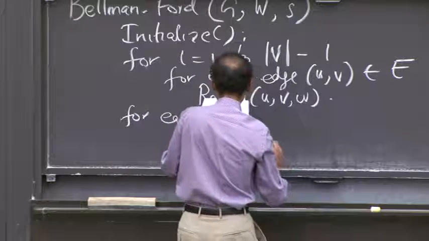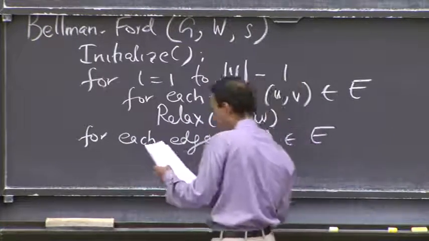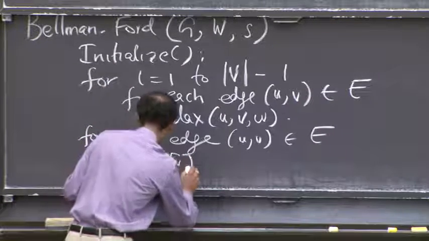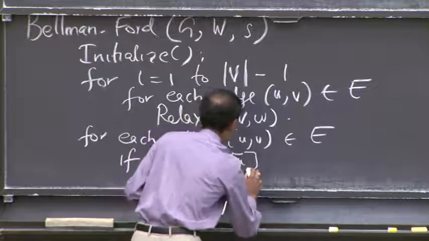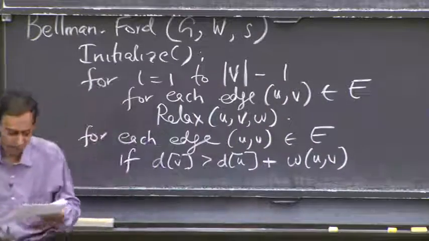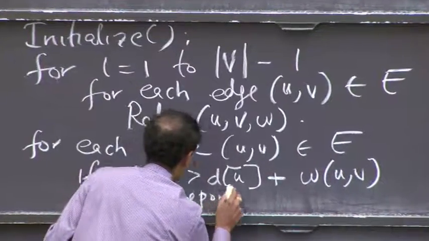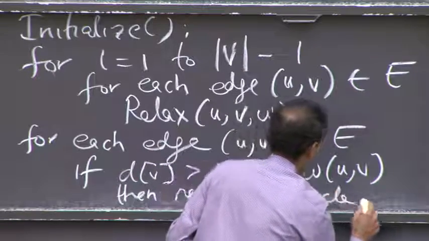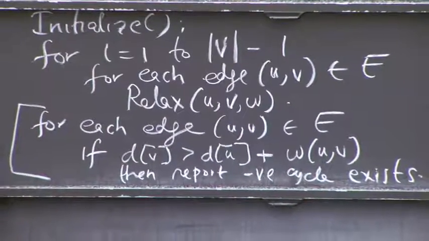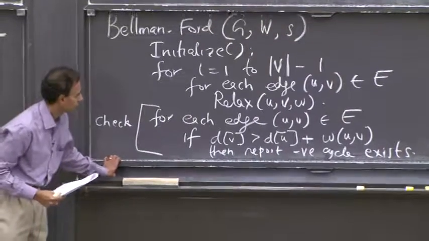So the Vth pass, where V is the number of vertices, over the graph. For each edge in the graph, if you do one more relaxation and you see that d[v] is greater than d[u] plus w(u,v), so you're not doing a relaxation, you're doing a check to see if you can relax the edge, then report a negative cycle exists. Right. So this is the check, and the first part is the computation.